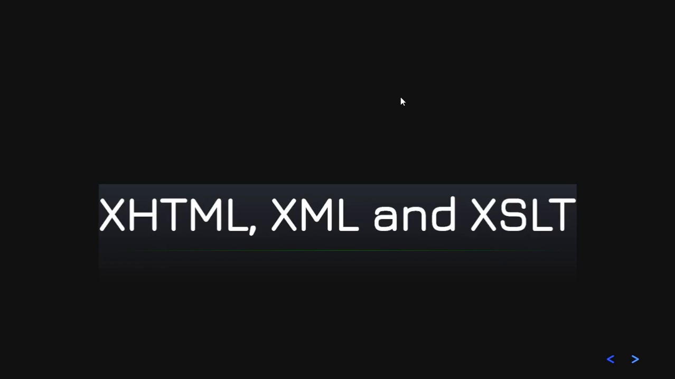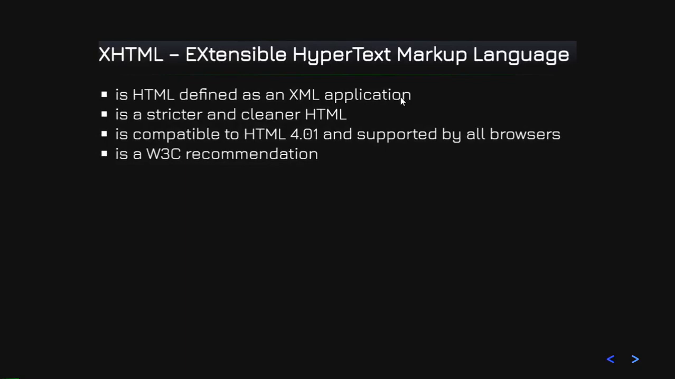Okay, so moving on, we start first with XHTML, which is just an application of XML. It is a stricter specification of the HTML language, and the name XHTML comes from Extensible Hypertext Markup Language. It's just the HTML language defined with a stricter syntax, so it's HTML defined as an XML application. It is stricter and cleaner HTML. It's compatible with HTML 4.01, supported by all browsers, and is a W3C recommendation.